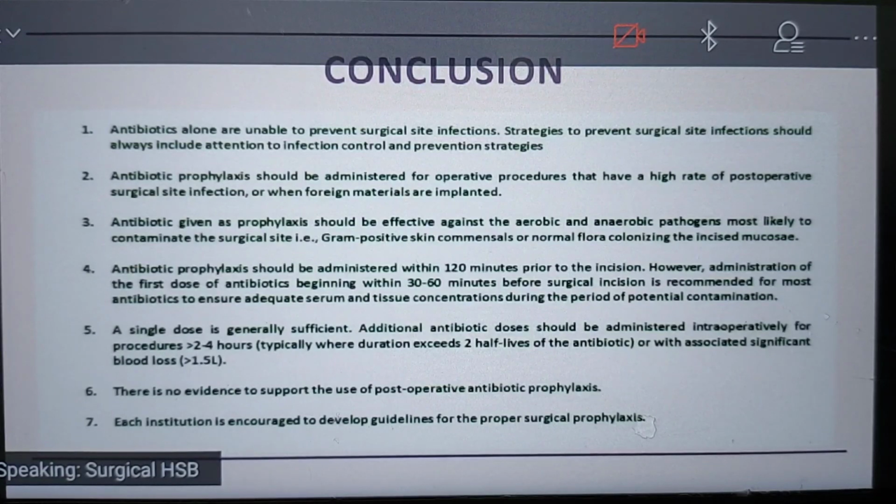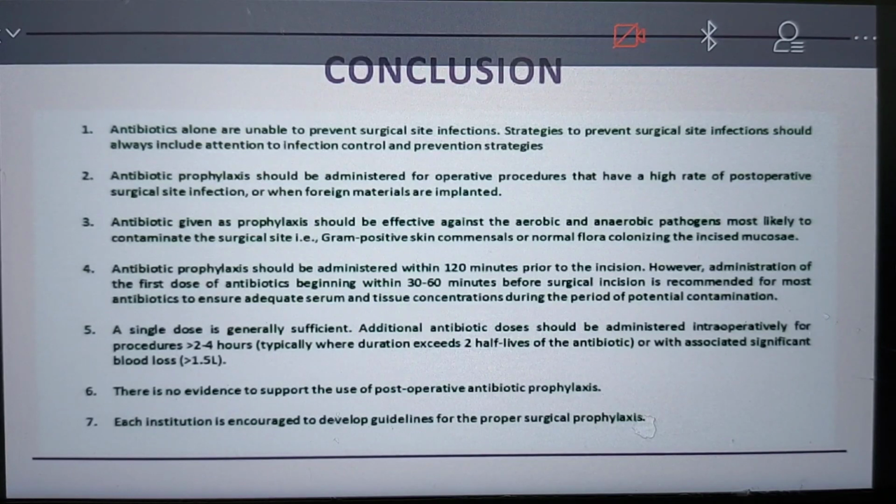Antibiotic prophylaxis should be administered within 2 hours prior to the incision. However, administration of the first dose of antibiotic beginning within 30 to 60 minutes before surgical incision is recommended for most antibiotics to ensure adequate serum and tissue concentration during the period of potential contamination. A single dose is generally sufficient. Additional antibiotic doses should be administered intraoperatively for procedures longer than 2 to 4 hours or with associated significant blood loss of more than 1.5 liters.